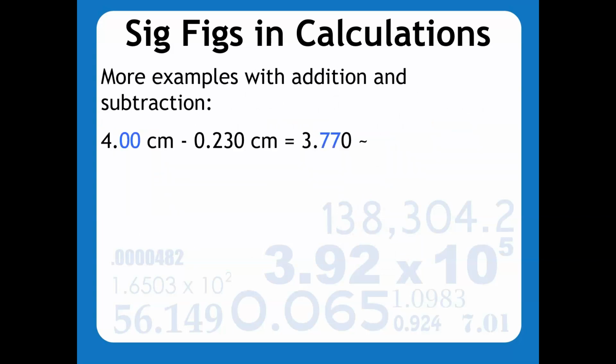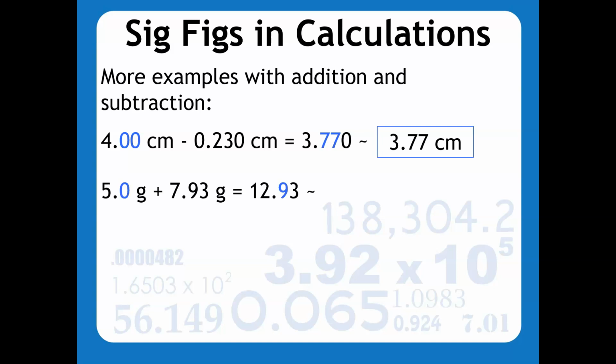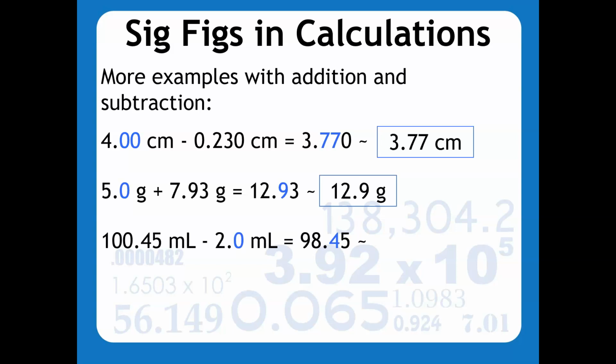Here are some other examples. In this example, I have 4.00 minus 0.230. Notice that my answer again needs to reflect the least number of decimal places. So I'm going to make sure that my answer only has two decimal places to the right, and so I should end up with 3.77. In the next example, I have one number that has one decimal place to the right, so therefore my answer, when rounded appropriately, should have only one decimal place to the right.